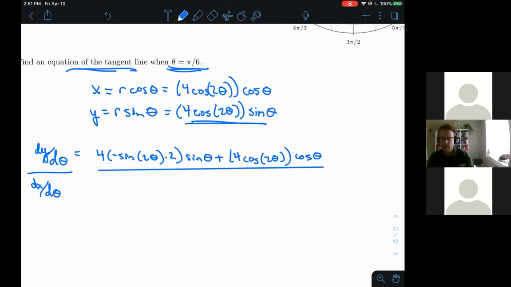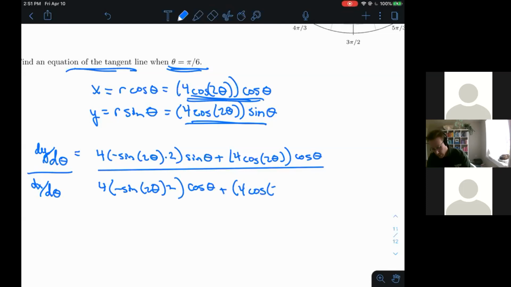Let's go ahead and do the derivative of x with respect to theta. Now I'm looking up here at my x equation, and so I take the derivative of the first, and that's going to be essentially a repeat here. So the derivative of the first times the second, here we see where it's different, plus the first times the derivative of the second. So the derivative of cosine is going to be negative sine.